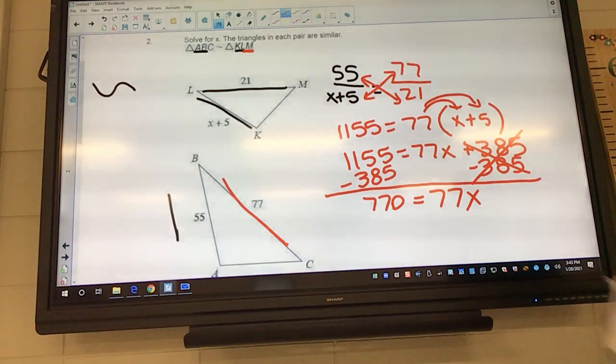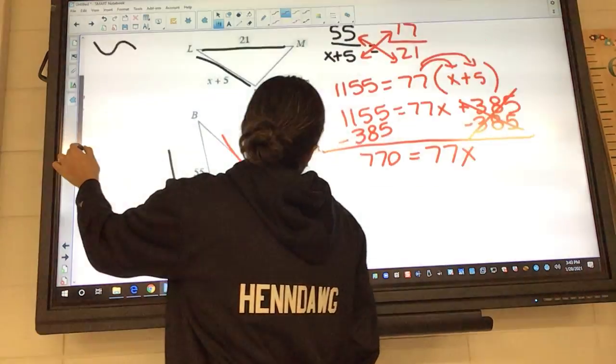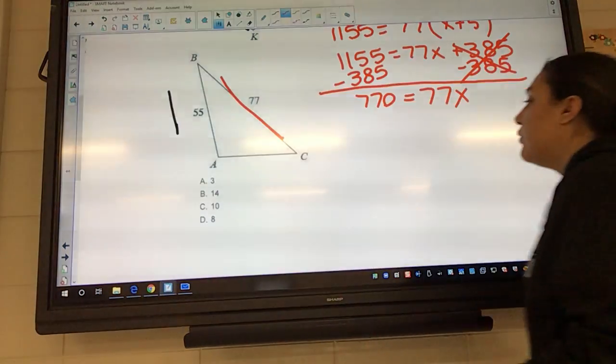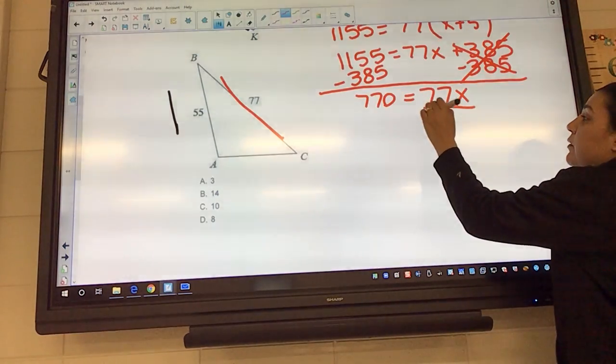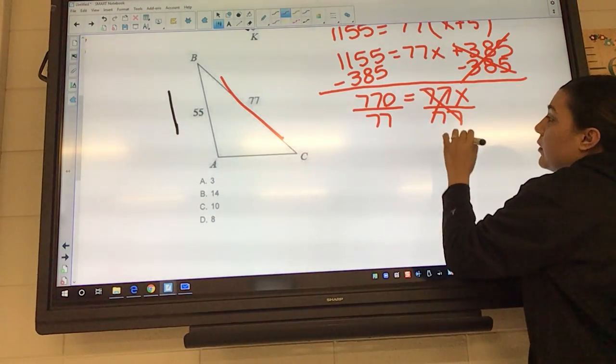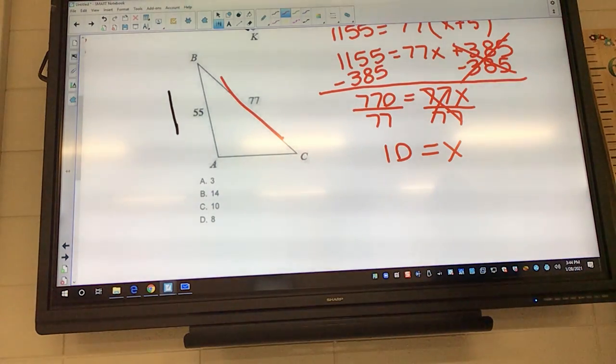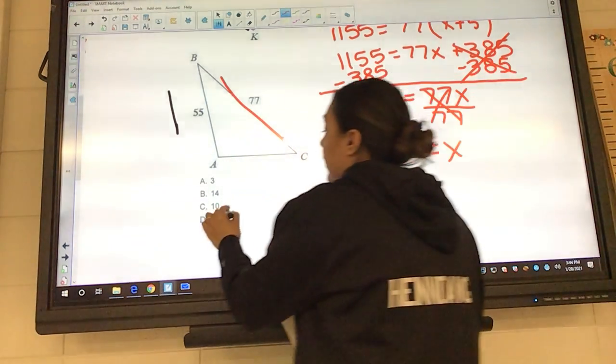I'm trying to get the x by itself, so I need to move that 77. How do I do that? Well, I'm going to divide both sides by 77. So I have x equals 10, which is C.